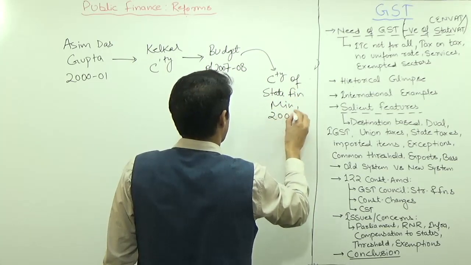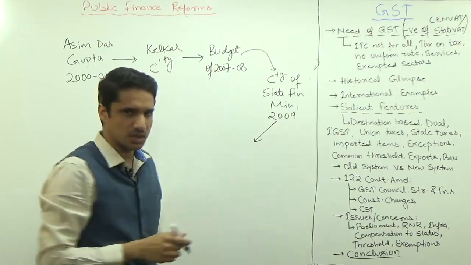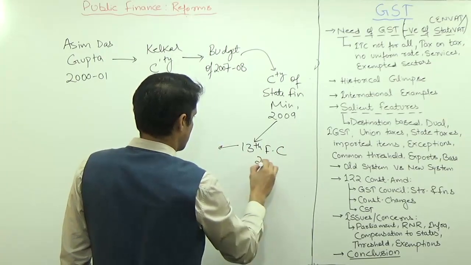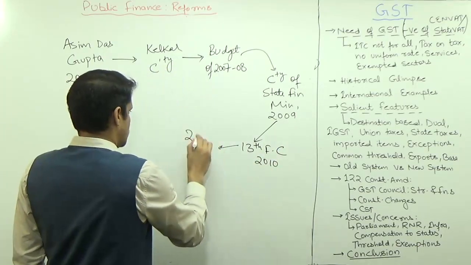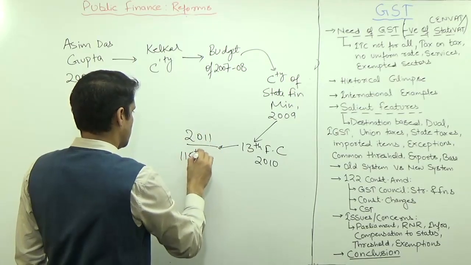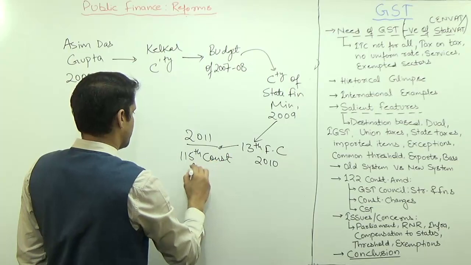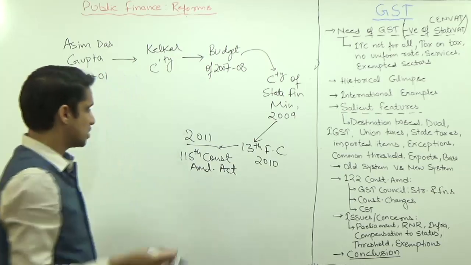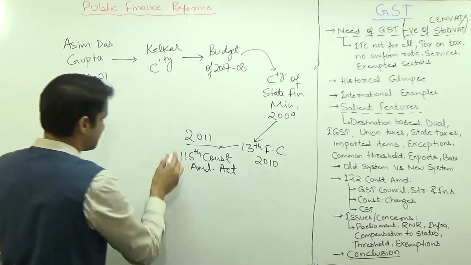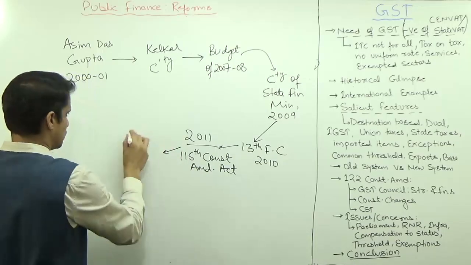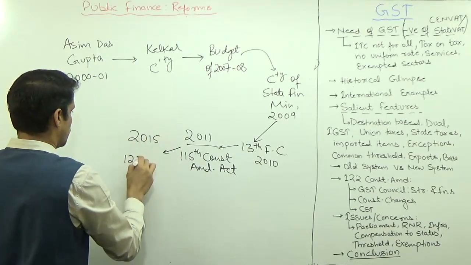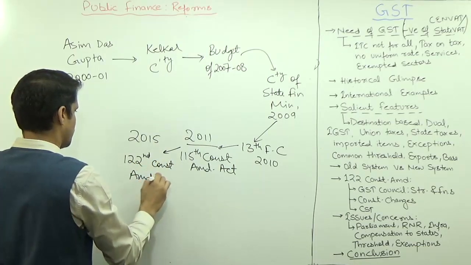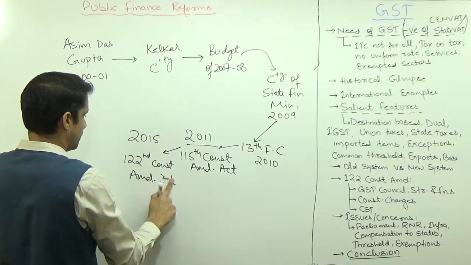In 2009, but by 2010 it was not successful. The 13th Finance Commission also made recommendations related to GST in 2010. Then in 2011, the 115th Constitutional Amendment Act came. But this constitutional amendment lapsed because the Lok Sabha was dissolved. Then in 2015, the 122nd Constitutional Amendment came. Act means these are the bills.